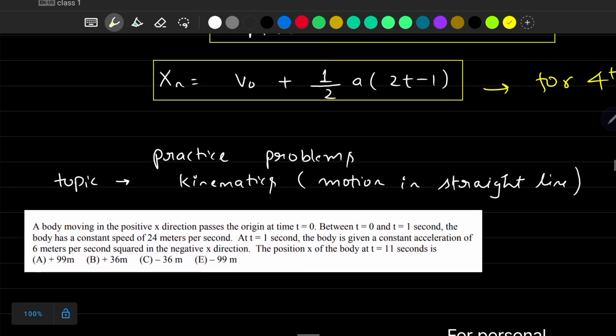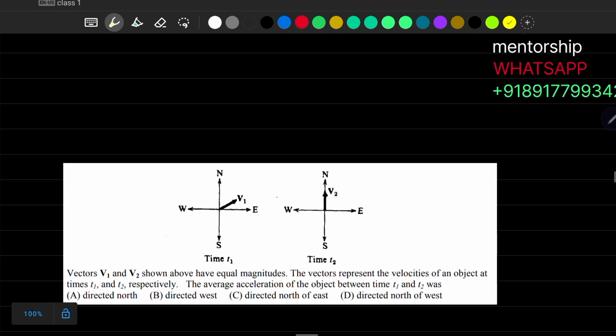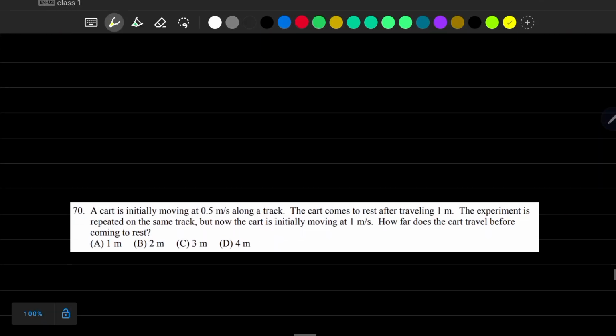In the next class, we will solve practice problems in kinematics, and I have taken so many questions. All of them have already been asked in the EP Physics exam.